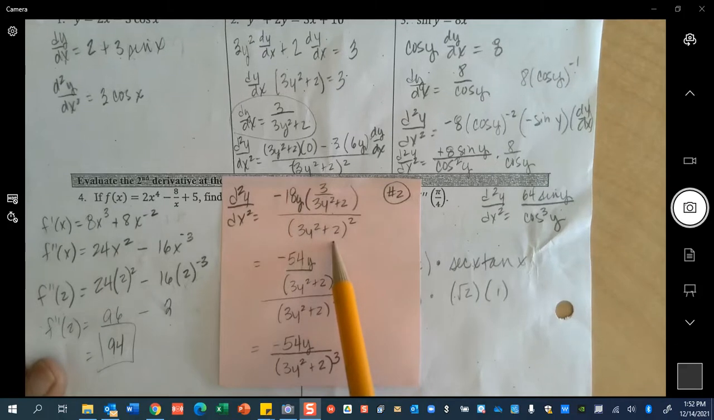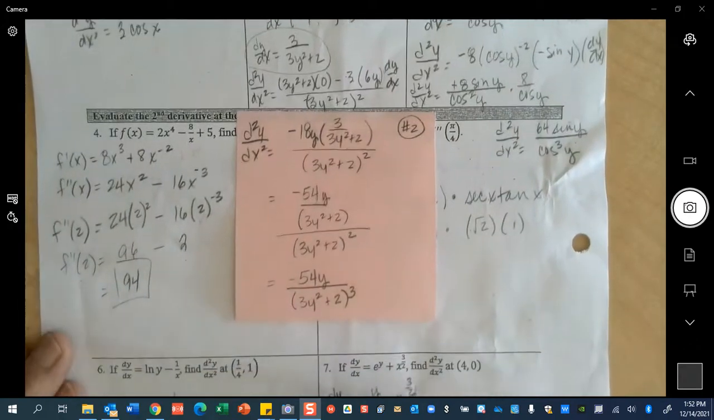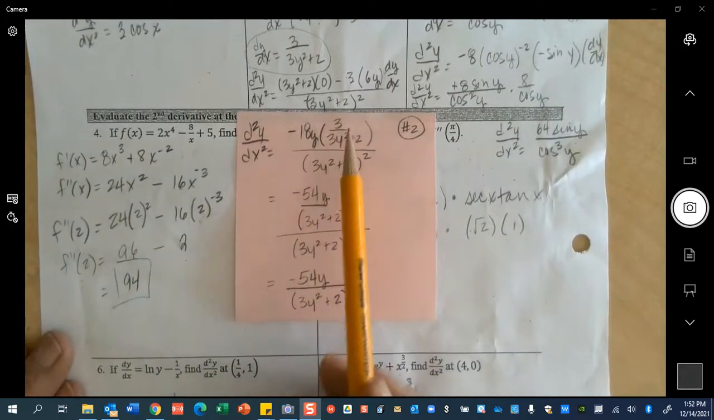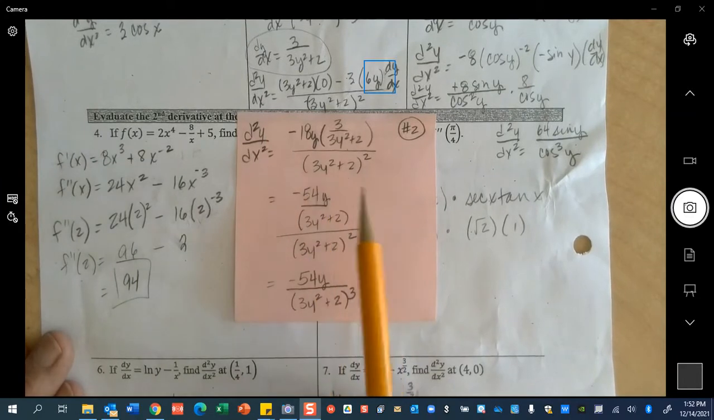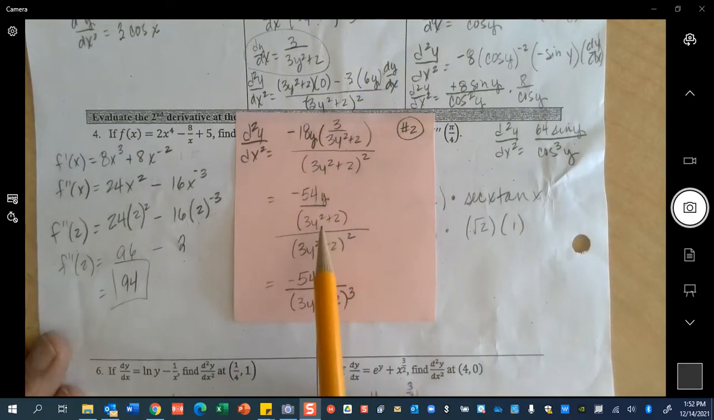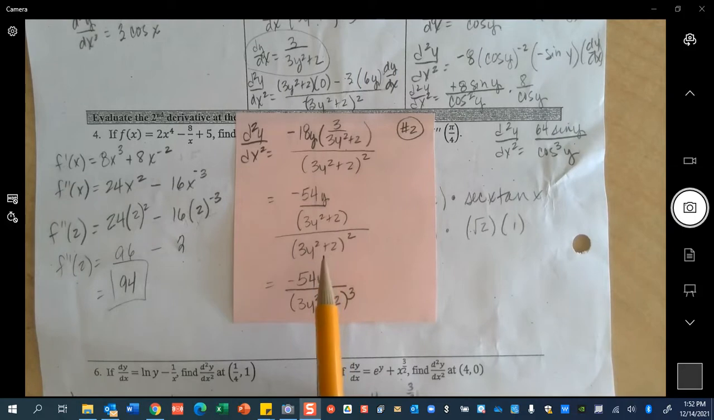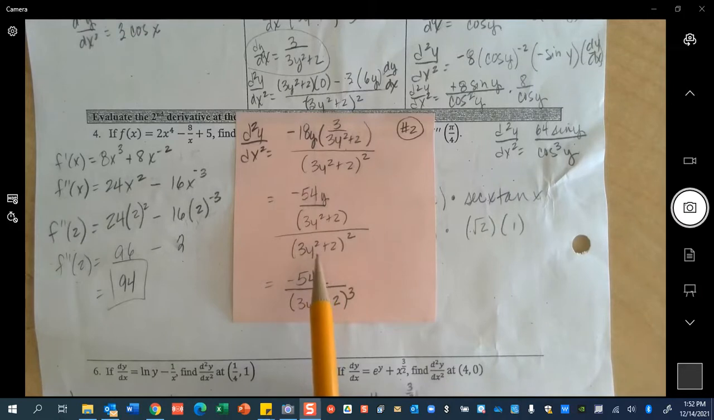And I plugged that in for dy dx. I still have square the bottom, and away we go. So then it's just a matter of simplifying. -18 times 3 is -54 times y. And that's still over 3y squared plus 2 over 3y squared plus 2. If you separate them out, this divided by this is the same as this times the reciprocal of that, right? So we wind up having 3 factors of 3y squared plus 2 to the third power.